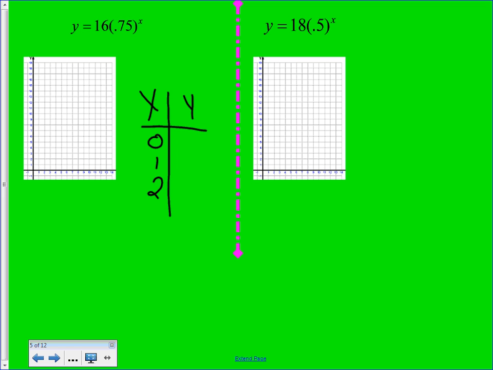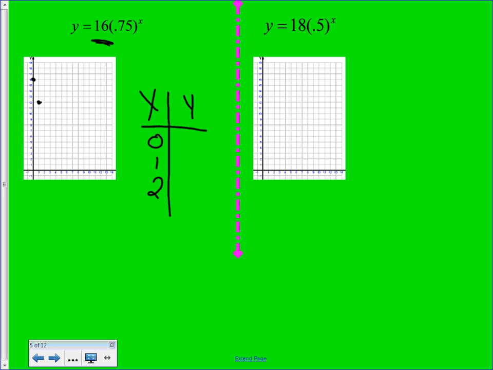Remember that value being multiplied out front? That is our y-intercept. So I know that I'm crossing the y-axis at 16, which is right here. Because it's a decay equation, I want it to go downward. Notice that the thing in the parentheses is less than 1, which means it's going to be going downwards. So when I plug in 1, that's the same as saying 16 times 0.75. And when I do that, I get 12. So I can plot that point there.